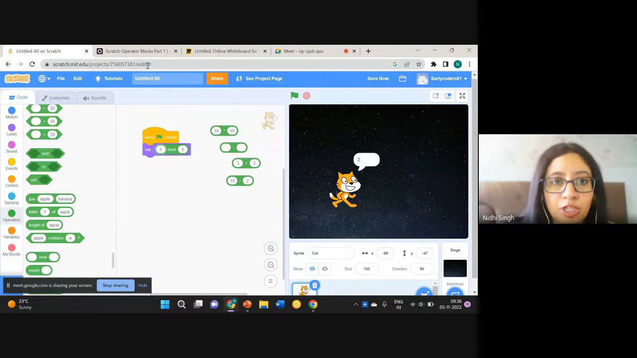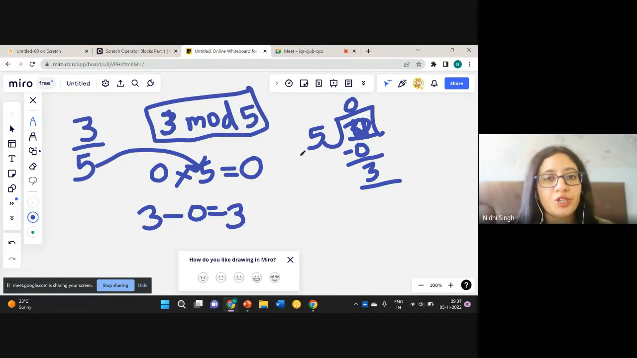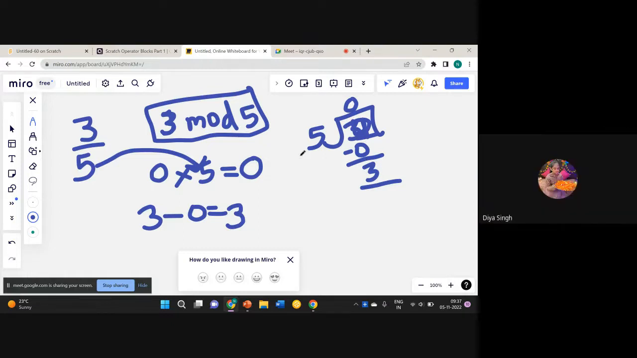Now I told you how calculation is being done at the backend. Okay, this is how the calculation has been done in the backend. Do you want me to explain this operation again, or is it clear? Clear, ma'am.